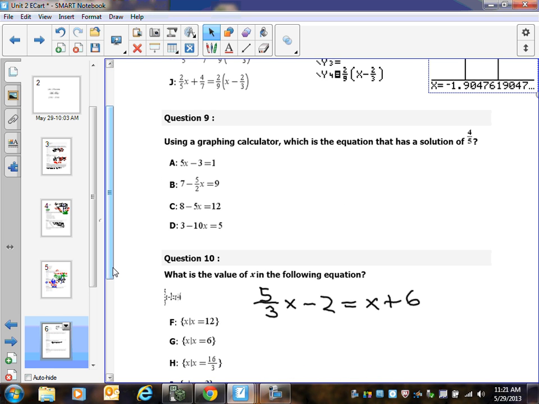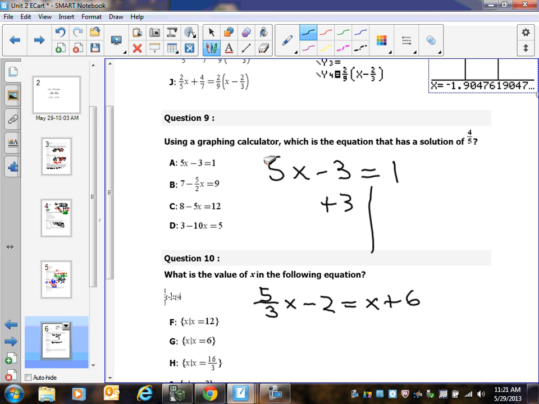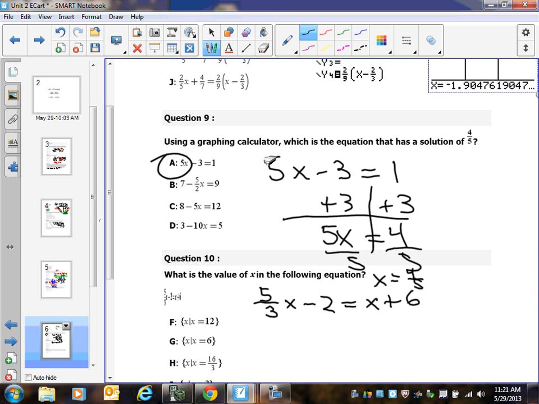Okay, that's fine. Now, which is the equation that has a solution of 4 over 5? Looking at these equations, you could use the graphing calculator, but I might just as easily start to solve because these are really only 2 steps. Choice A looks really friendly. 5x minus 3 equals 1. If I add 3 to both sides, you get 5x is equal to 4. Divide both sides by 5. X is 4 over 5. So guess what? My answer for number 9 is choice A.